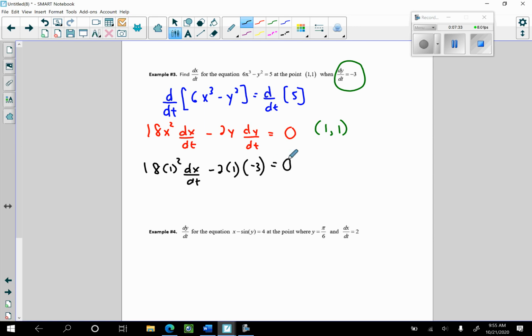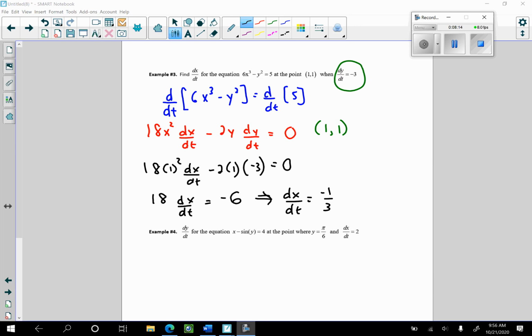Now I have a very simple algebraic equation to solve. So what do I have? I have 18 dx/dt. This is going to be negative 6, so this is positive 6, subtract 6. That tells me that dx/dt is equal to, is it negative 1/3? I believe it is. 6 divided by 18, positive divided by negative.